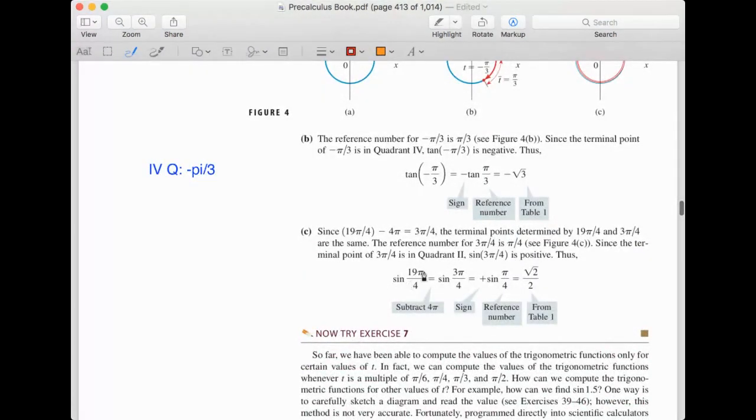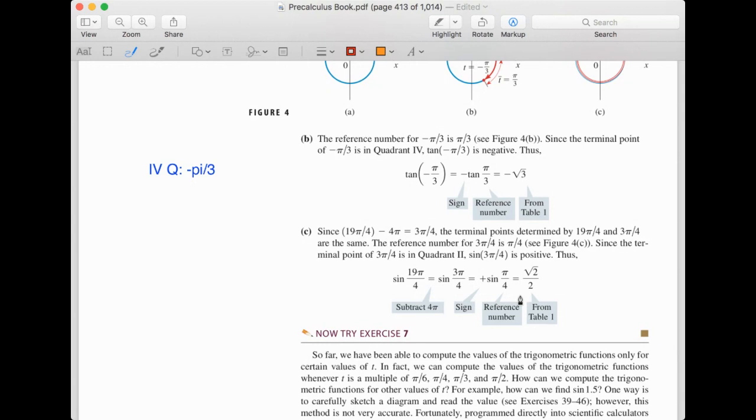So sine of 19 pi over 4 equals sine of 4 pi plus 3 pi over 4. 4 pi, we're running around 2 circles, right? So you can ignore that. Then 3 pi over 4 is in the second quadrant, and the sine value is positive. So that equals a positive sine of its reference angle. Its reference angle is pi over 4, which, going back to the chart, is square root 2 over 2.